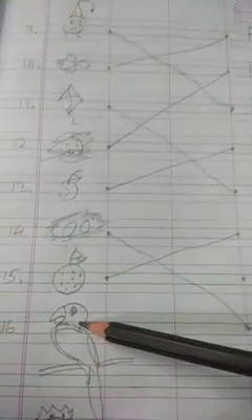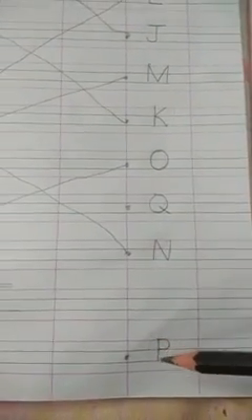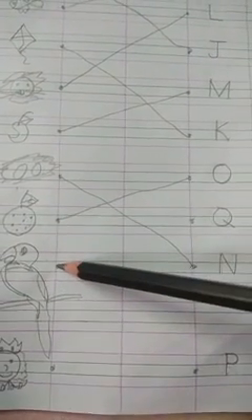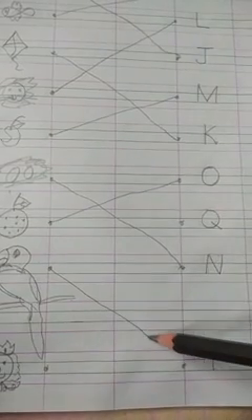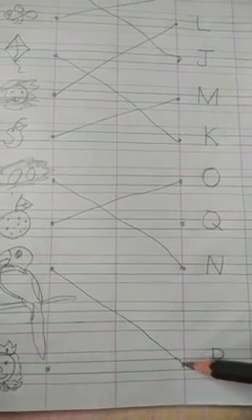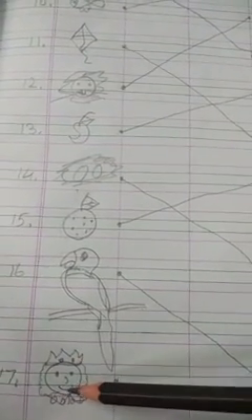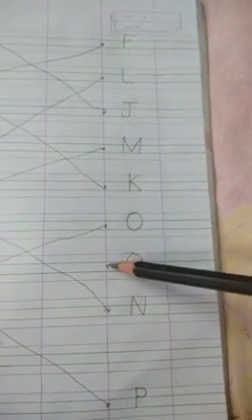Now tell me what is this? Parrot? Yes. So check where it is written. It is here. So join the dot from parrot to letter P. Yes. Now which picture is this? Q for queen. Only this is left. See, we have done this page and only one is left.